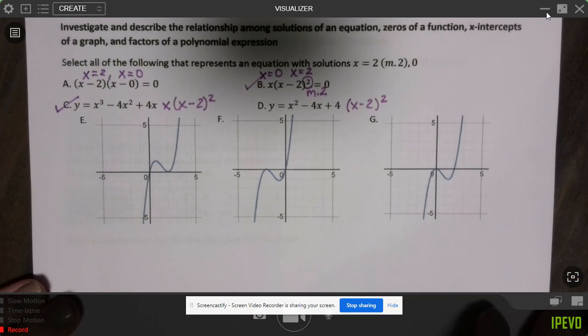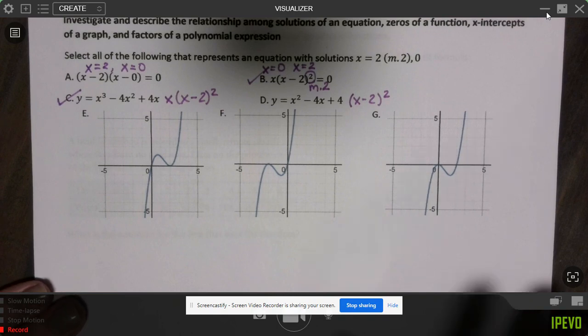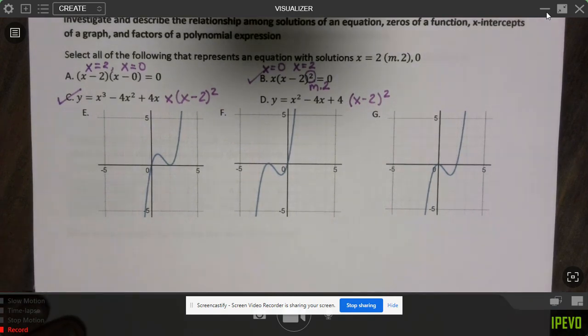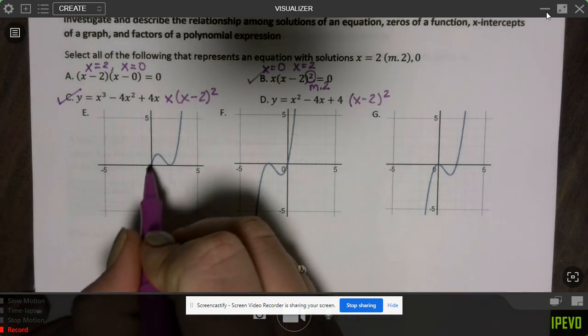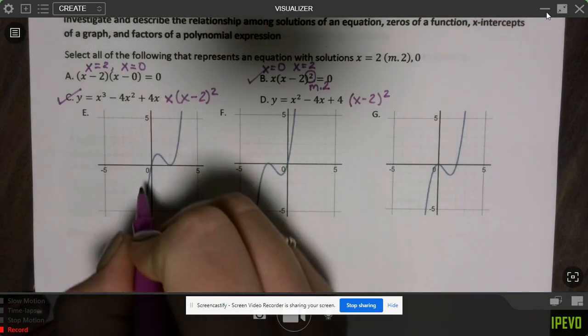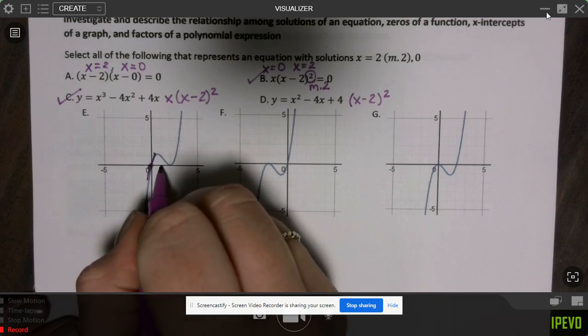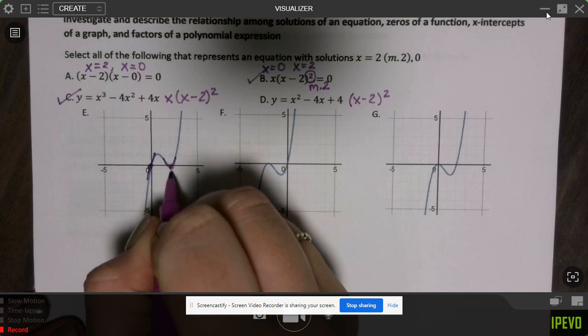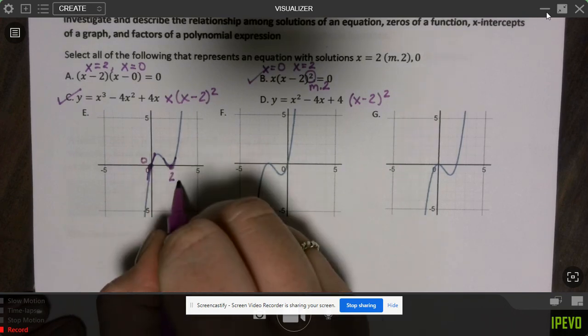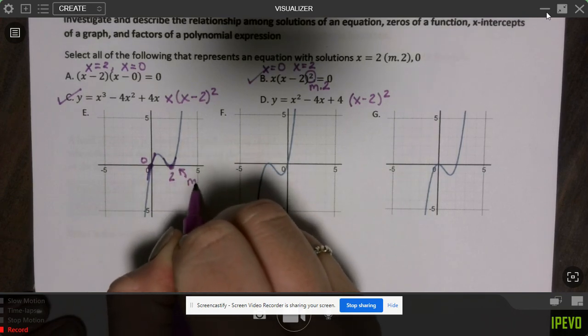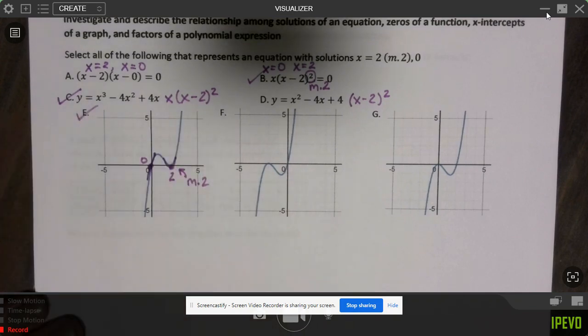When it comes to looking for multiplicity in graphs, it is where your graph touches but does not cross the x-axis. So looking at this function here, we cross the x-axis at 0, and right here at 2, we touch but don't come up again. So this is actually a multiplicity of 2, and E would be the correct answer.